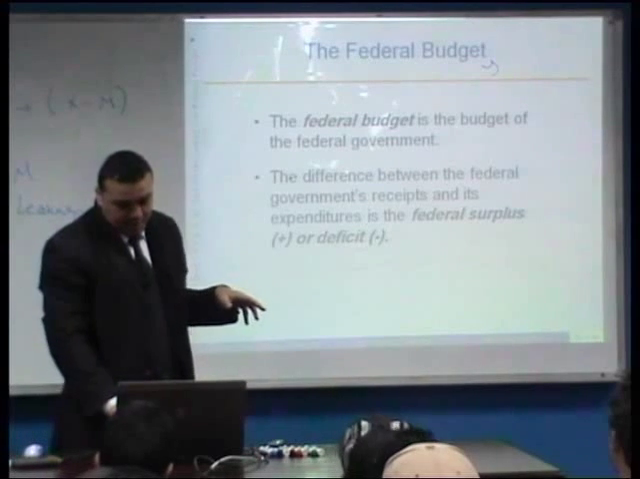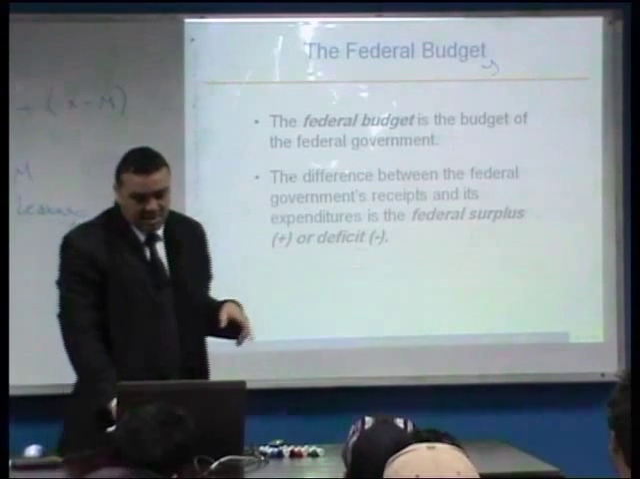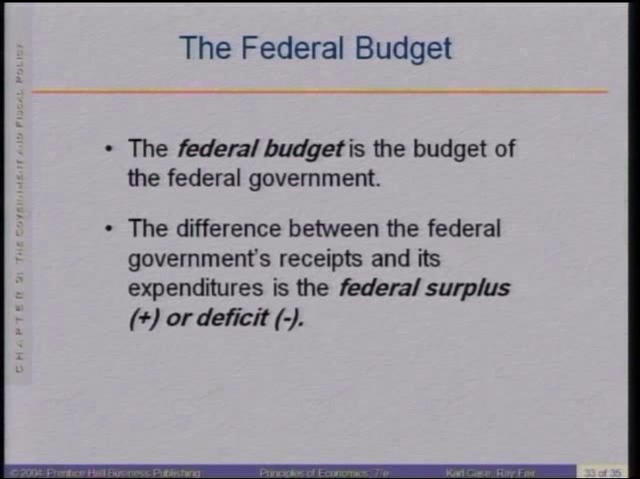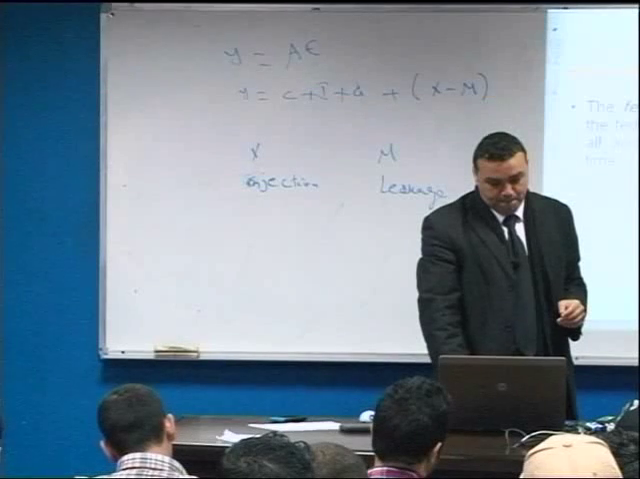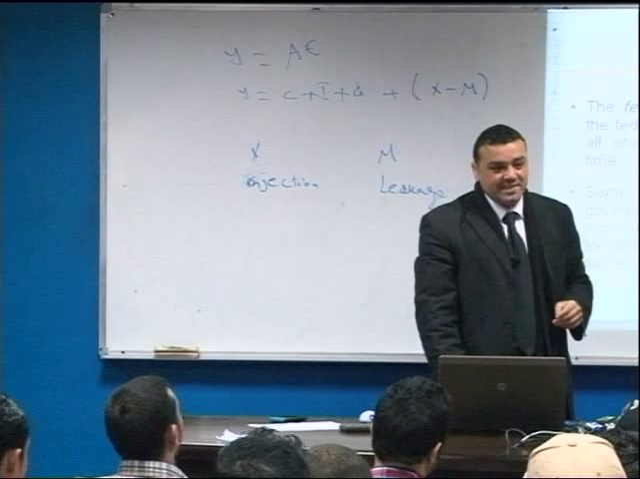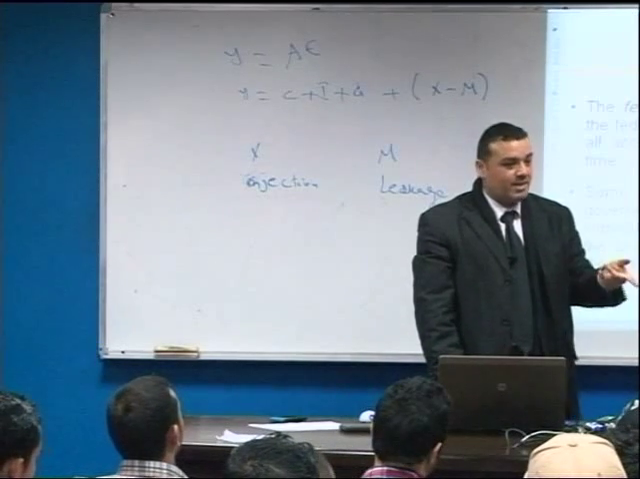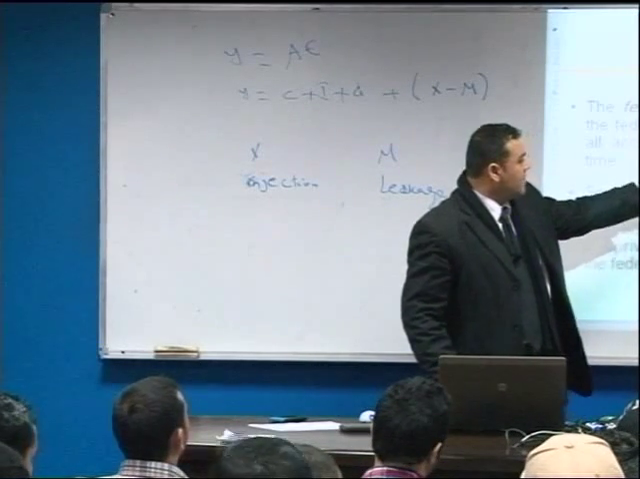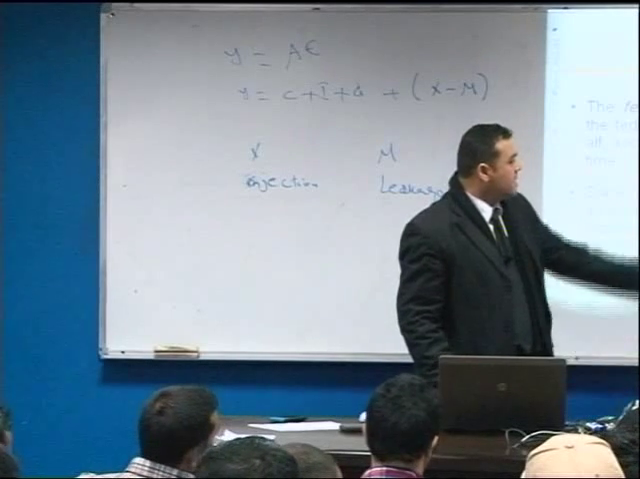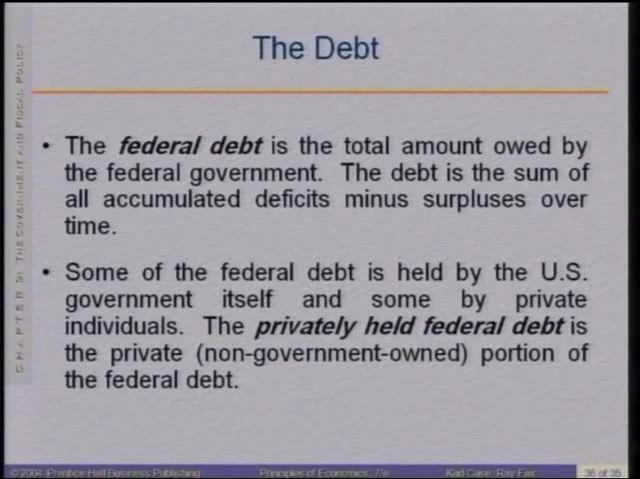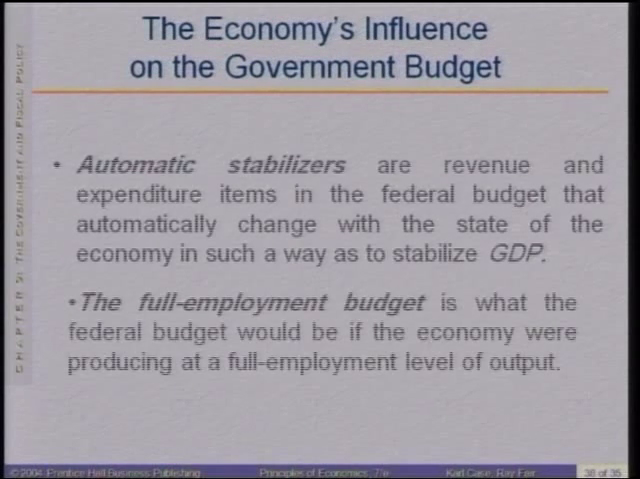The federal budget is the budget of the federal government. The difference between the government receipts and its expenditure is the federal surplus or deficit. The federal debt is the total amount owed by the federal government. The debt is the sum of accumulated deficits minus surpluses over time.